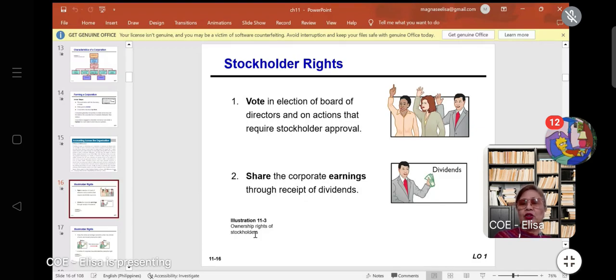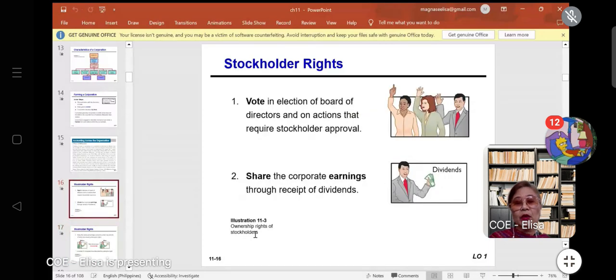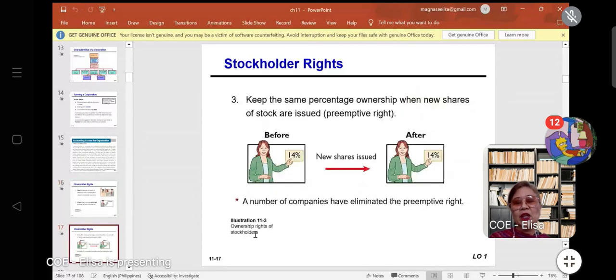In a sole proprietorship, we don't distribute dividends. It's only in a corporation that we distribute dividends. In a cooperative, we also distribute dividends. Now, part of the rights of the stockholder is the preemptive right.